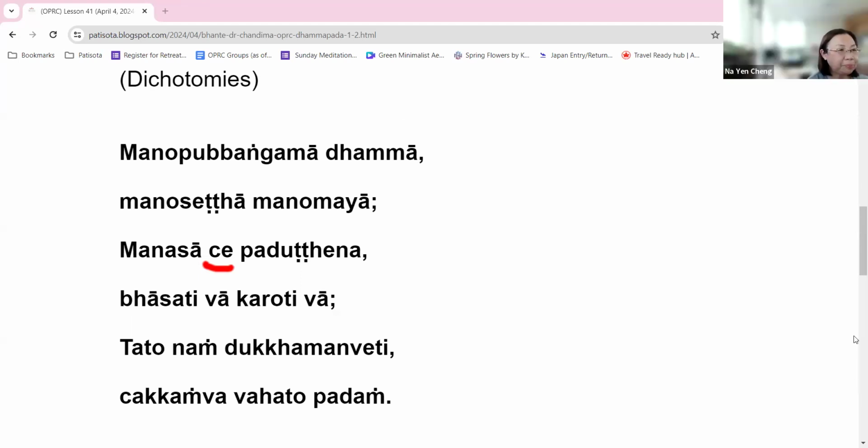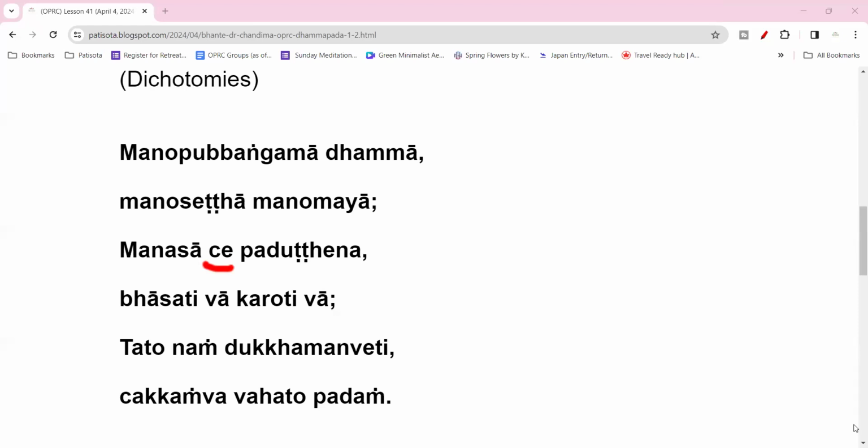Thank you, Bhante. Mano pubbangama dhamma, mano settha, mano maya, manasa che padutthena, bhasati va karoti va, tato nam dukkham anveti, cakkam va vahato padam. Okay, great. Thank you. And we have Rashmi.